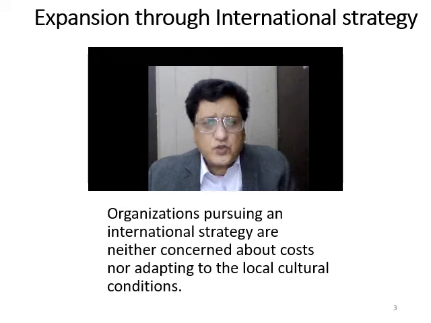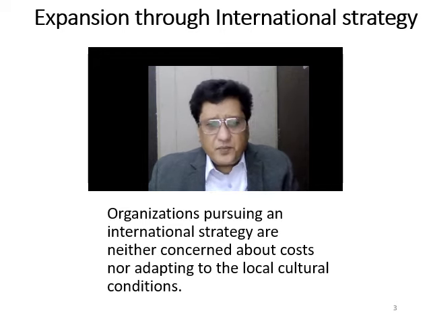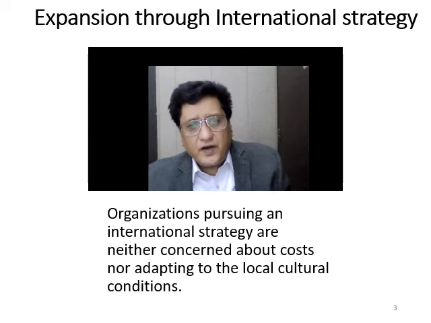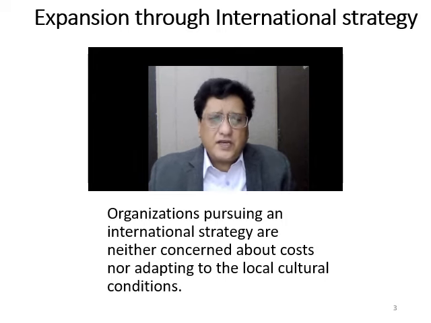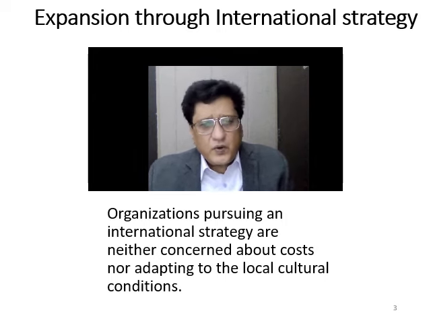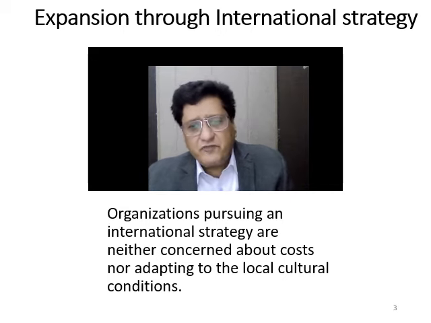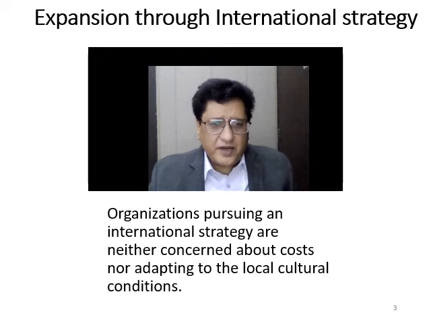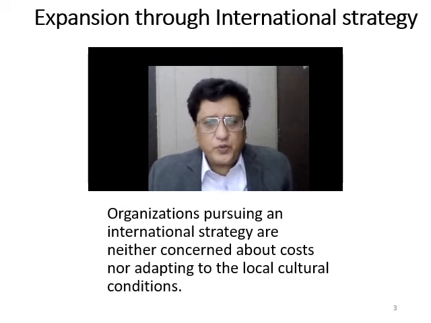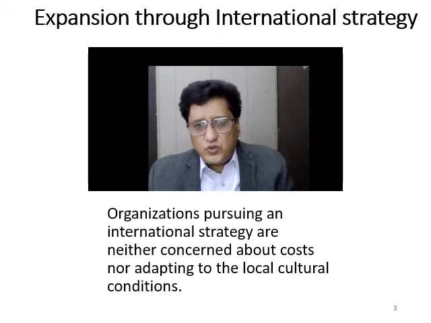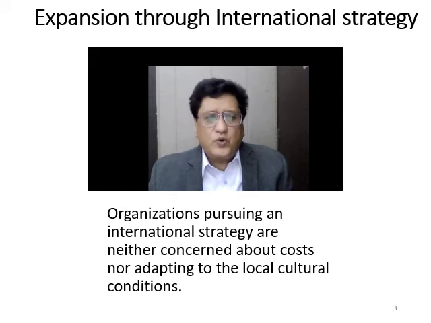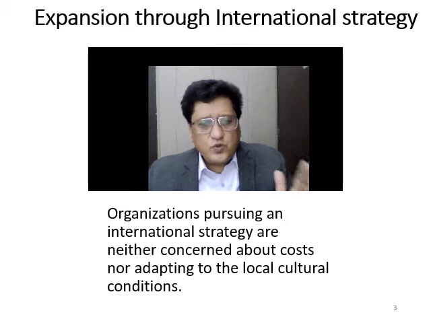So the company has no pressure of cost, and it does not have any pressure of adapting to the local cultural conditions. A Rolex watch in India will be of the same category as the one sold in the United States of America, or in Finland, or in Greece, or in Saudi Arabia, or in Dubai. So there is no need to adapt to local cultural conditions, and there is no cost pressure.